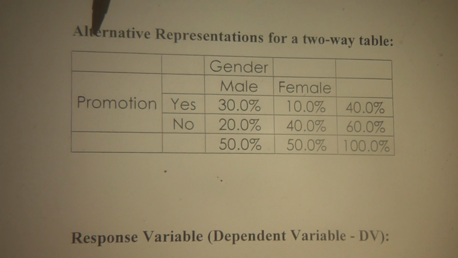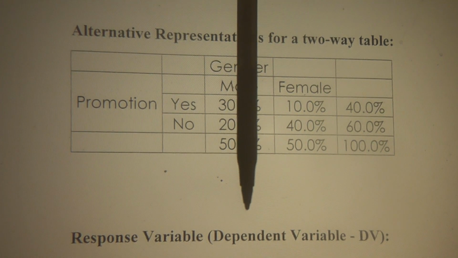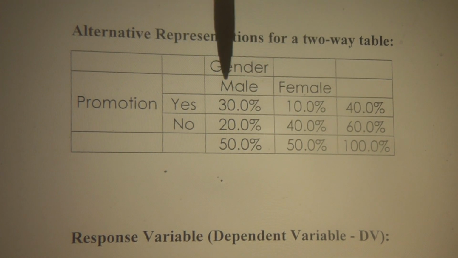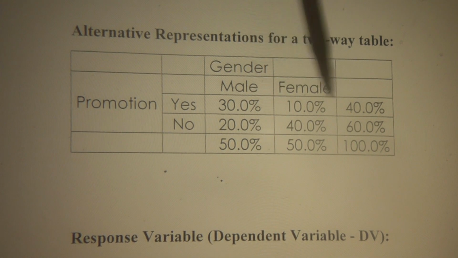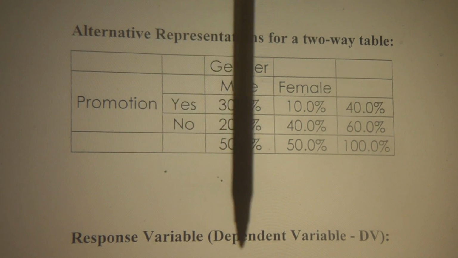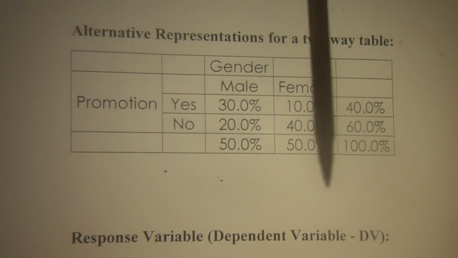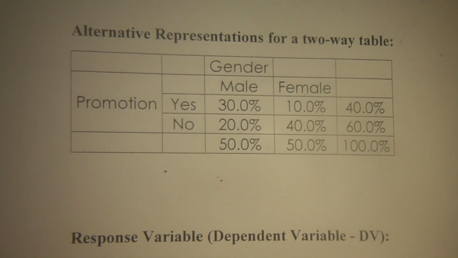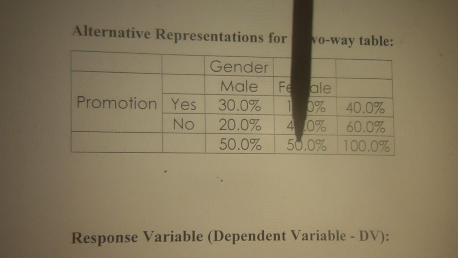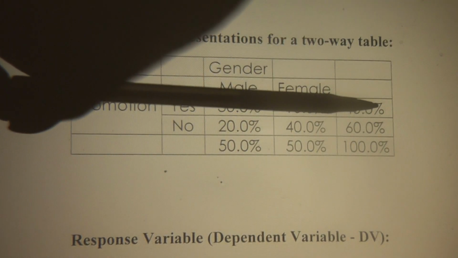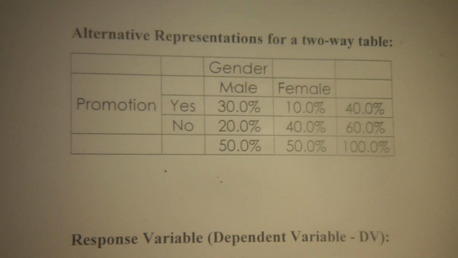Same thing for the two marginal distributions. The possible values for gender are male and female. But how likely are you to see a male worker? 50%, which is 500 divided by 1,000. How likely are you to see a female worker? 50%, that is 500 divided by 1,000. Similarly, we can apply this to promotion status. So this is the alternative representation of a two-way table.